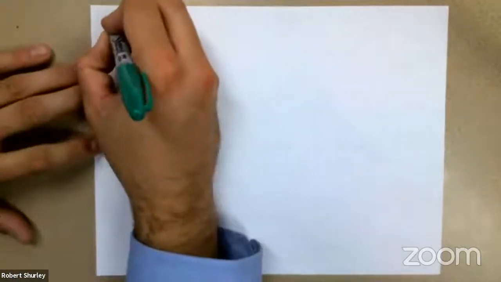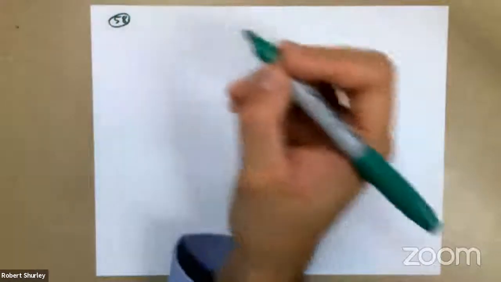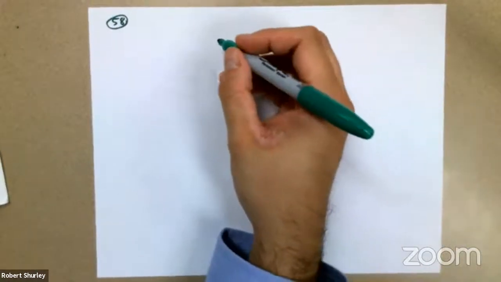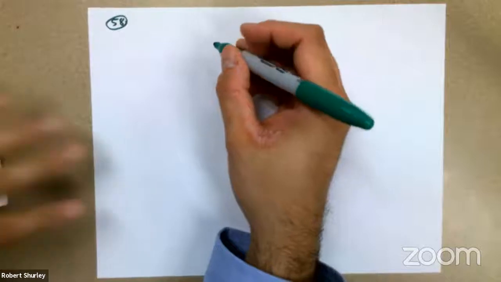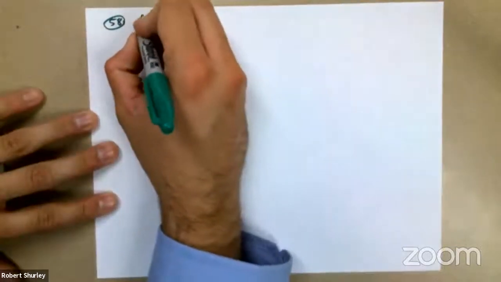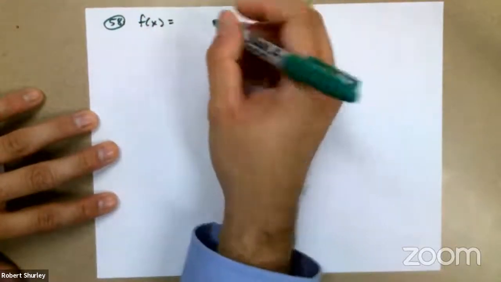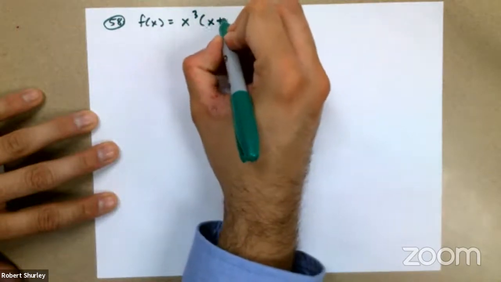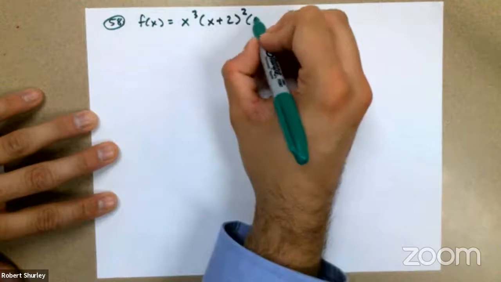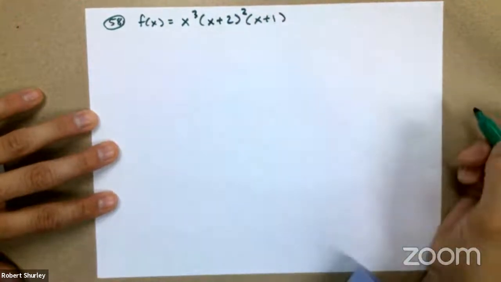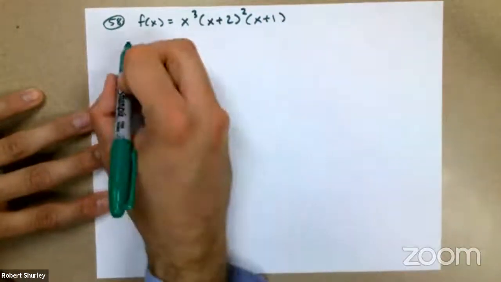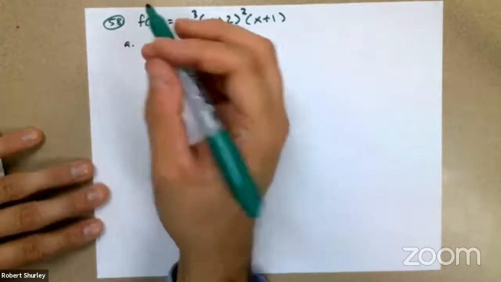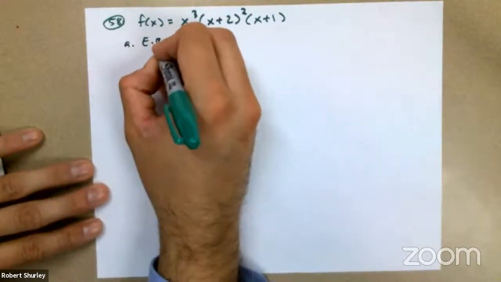Let's steal a factored one. It's kind of easier. Let's do 58. And on 58, they ask for a lot of different things. It said, A, use the leading coefficient test to determine the graph's end behavior. Actually, let's just try 58 and start working through it. F of x equals x cubed, x plus 2 squared, and x plus 1. Okay, so A says end behavior. Okay, sweet. We've been doing that already.